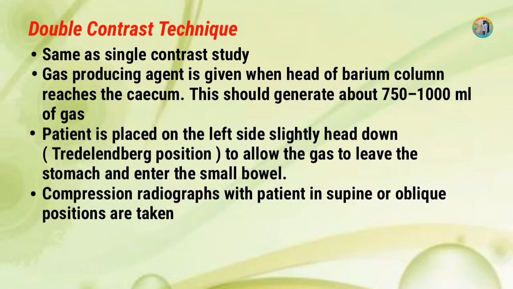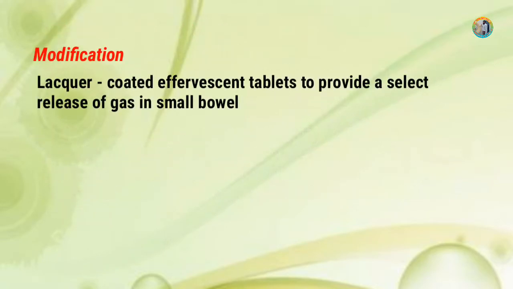Double contrast technique. Same as single contrast study, gas producing agent is given when head of barium column reaches the cecum. This should generate about 750 to 1000 ml of gas. Patient is placed on the left side slightly head down to allow the gas to leave the stomach and enter the small bowel. Compression radiographs with patient in supine or oblique positions are taken. Modification: coated effervescent tablets to provide a slow release of gas in small bowel.